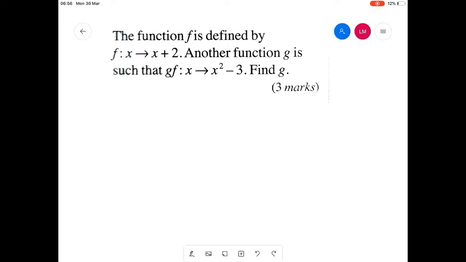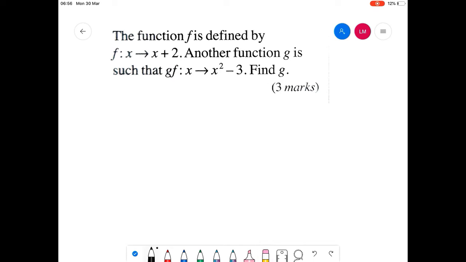f(x) and another function g is such that gf(x) is x squared minus 3. Find the function of g. Okay, so this means you are given one single function and another one is the composite function. You are required to find another function.